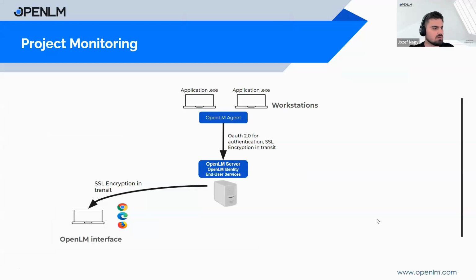For project monitoring, you will need three components. One is the OpenLM server, which is our main component. The second one is the workstation agent. Workstation agents need to be installed on the end user machines, and this application will allow the monitoring of the project. It will allow users to choose from the projects. It will show the alerts on the computer, so users will be able to click on the Windows alert in the bottom part, and it will open a web UI, which will be provided by the end user services. So this is project monitoring in a nutshell.